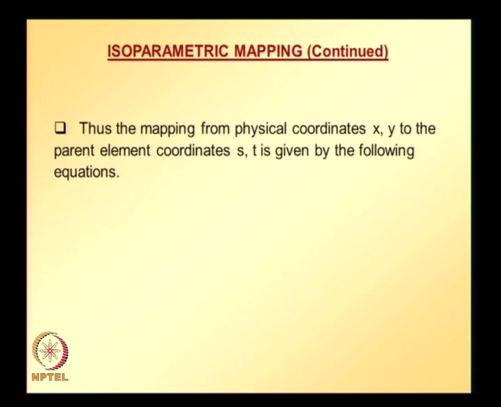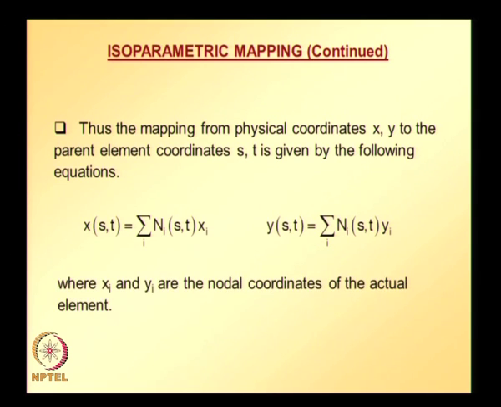Thus, the mapping from physical coordinates x, y to parent element coordinates s and t is given by the following equations. x as a function of s and t is equal to sigma Ni as a function of s and t times xi. Similarly, y as a function of s and t is equal to sigma Ni as a function of s and t multiplied by yi, where xi and yi are the nodal coordinates of the actual element.